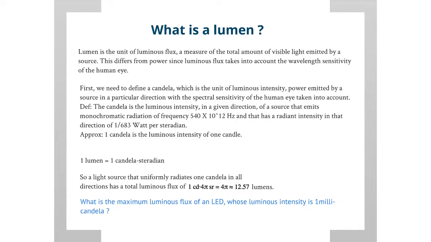So a light source that uniformly radiates one candela in all directions has a total luminous flux. Imagine I have a point source illuminating everywhere in a big sphere, like our sun, let's say. And it's a one candela source. What's the total luminous flux coming out of it? We take the one candela and multiply it by the total steradians, which is 4 pi. So it gives you 4 pi times 1, about 12.57 lumens.